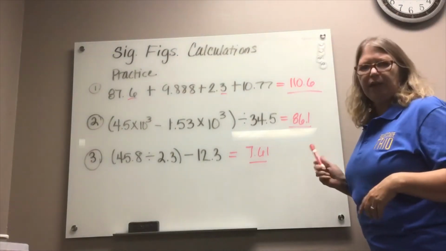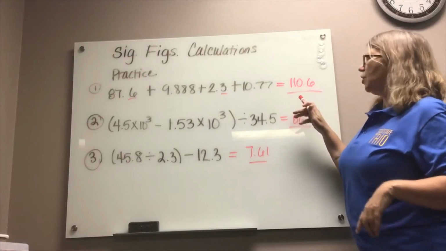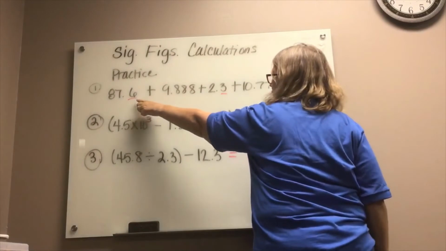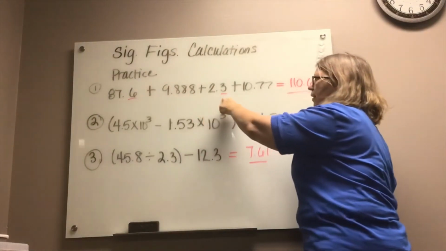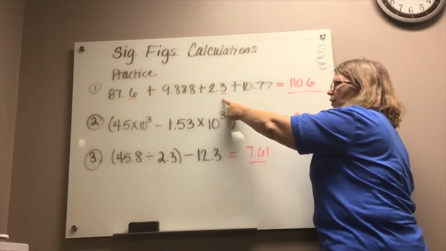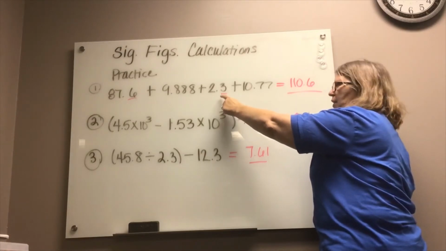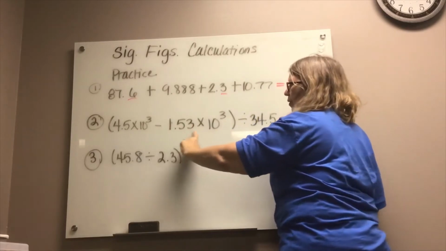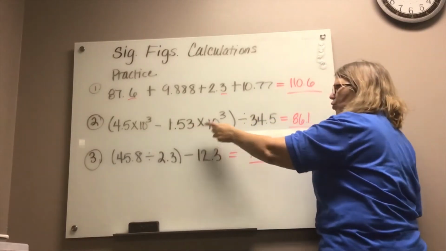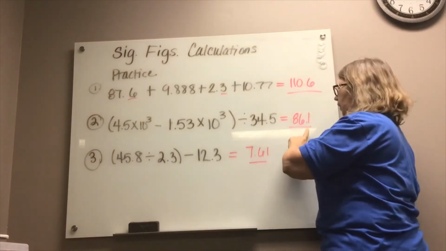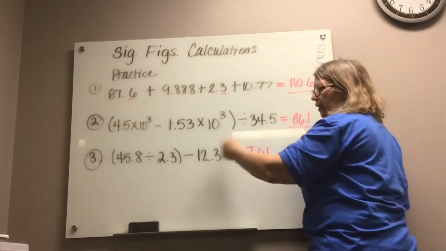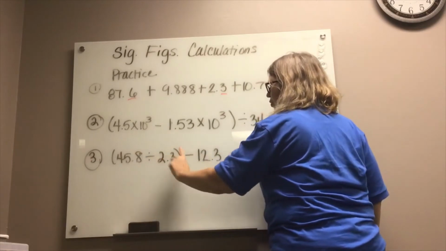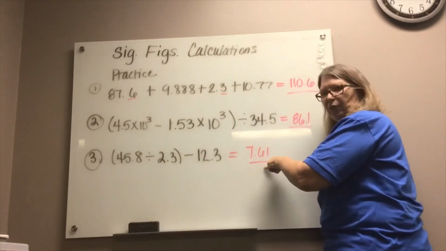Okay, so I've put the answers up here in red. So the answer for number 1 is 110.6. As you can see with our factors here, we determined that the correct number of significant figures after the decimal point is 1. For problem number 2, we worked the problem inside the parentheses first, then we divided, and we came out with 86.1. Same thing for number 3, we did our problem inside the parentheses first, then we subtracted to get 7.61.